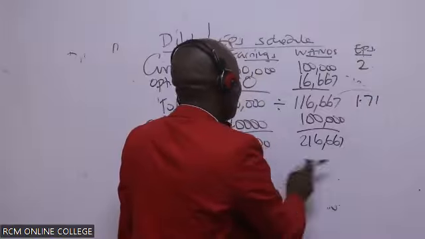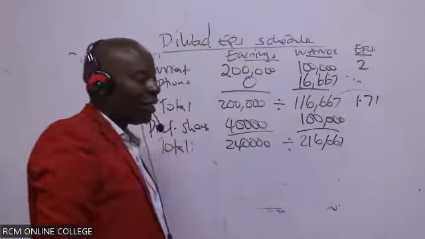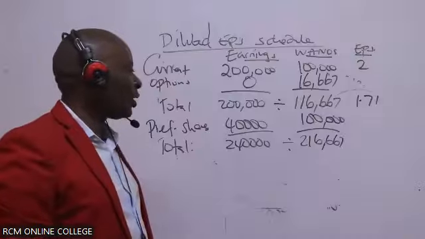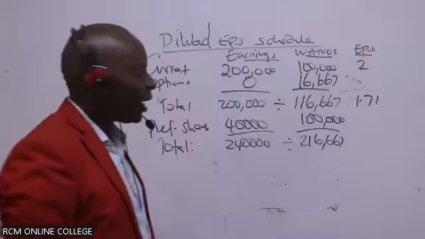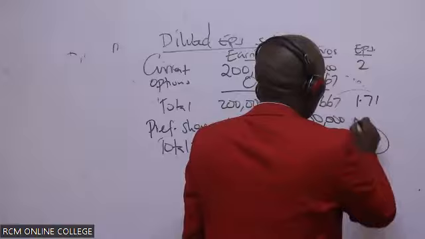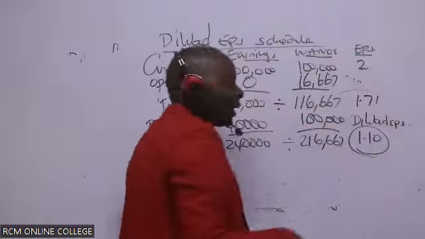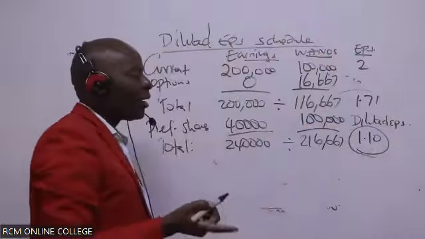So you divide. Is there somebody who is able to give us this figure, 240,000 divided by 216,667? I can see things are happening. It's gone down, and this automatically becomes the diluted EPS. I don't need to do the other one, which would be anti-dilutive.